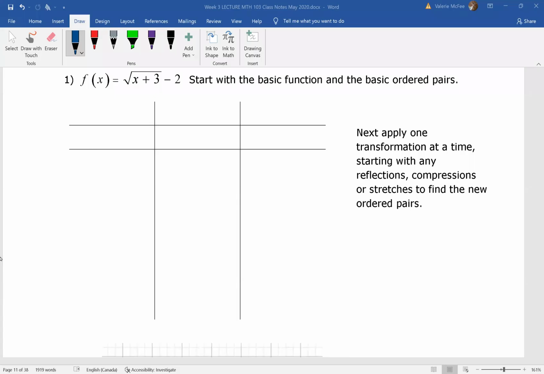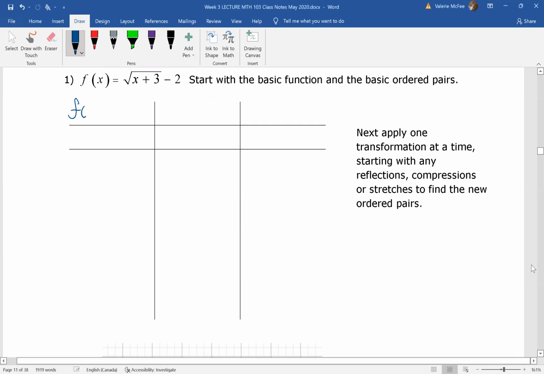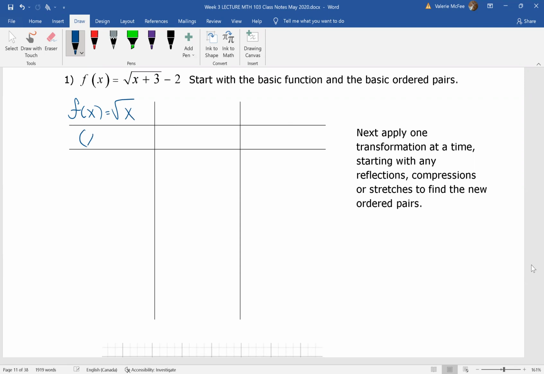So far, we've been looking at one transformation at a time, but it's possible for a function to have been transformed in more than one way. Let's look at this example together, and then I'll let you try one. Can you see what the basic function is here? Do you see that it's the square root of x? We have some basic ordered pairs for that. Why don't you write them down here?